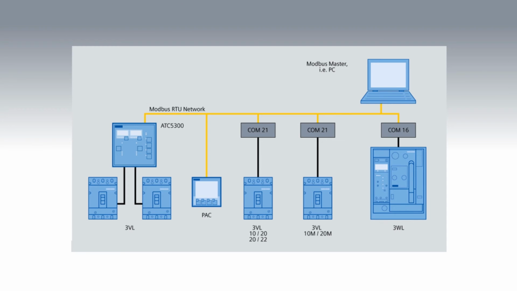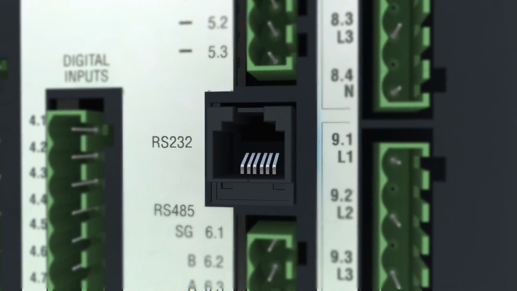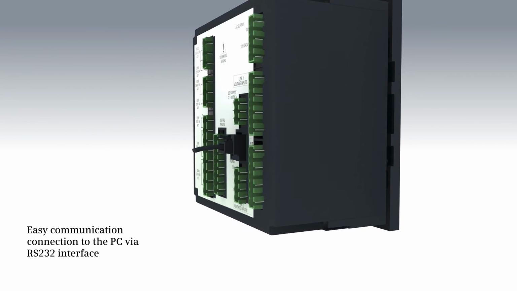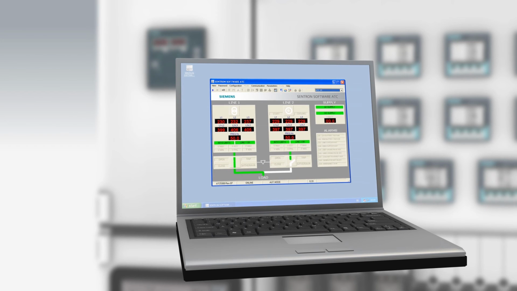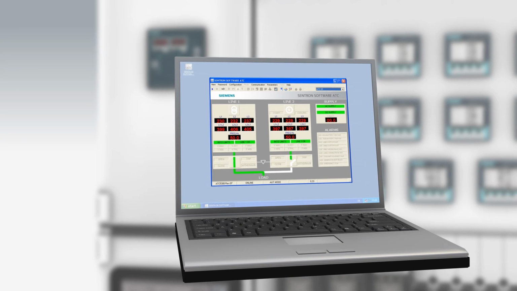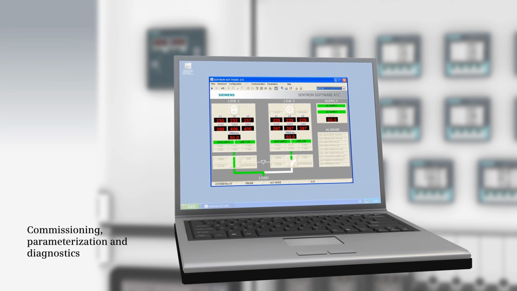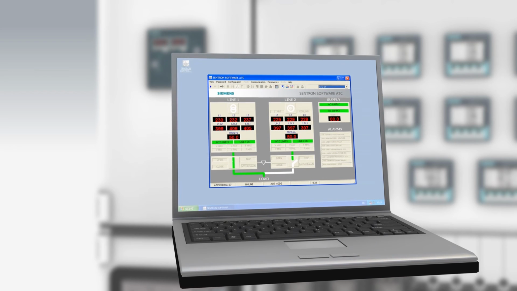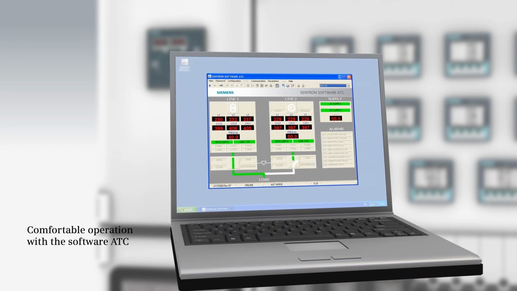The RS-485 interface supports effortless system integration of the transfer control device in an energy management system via Modbus RTU. The integrated RS-232 interface allows for the easy communication to a PC. The programming software ATC allows for comfortable programming. It offers comprehensive commissioning, parameterization, and diagnostics functions. The software ATC also supports comfortable operation of the transfer control device.